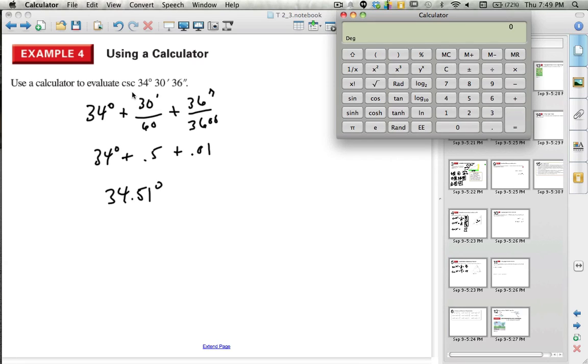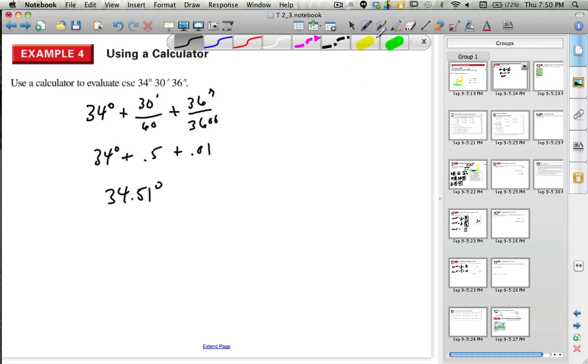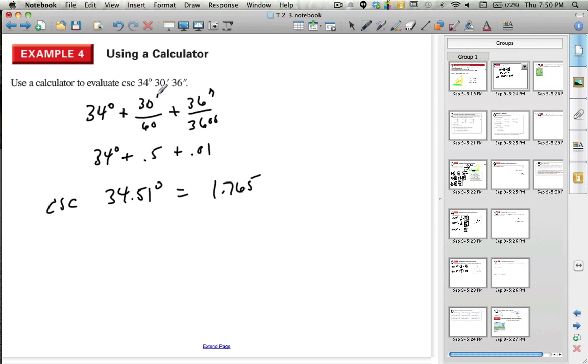Now if I pull up my calculator and I want to find the cosecant, well, cosecant is the inverse of sine. You'll see that I don't have a cosecant key. So I'm going to find sine of 34.51, and then find its inverse by using this 1 over x key. Your calculator might have an x to the negative 1 key. And I find that it's 1.765. Right, so this is how you would convert.